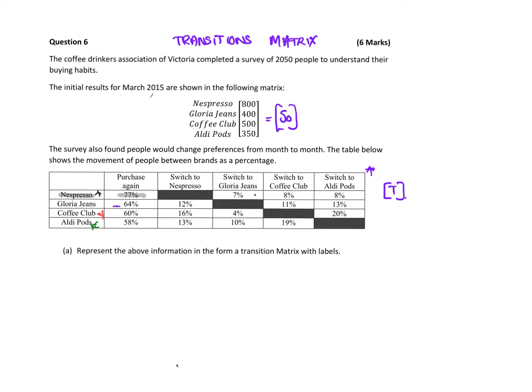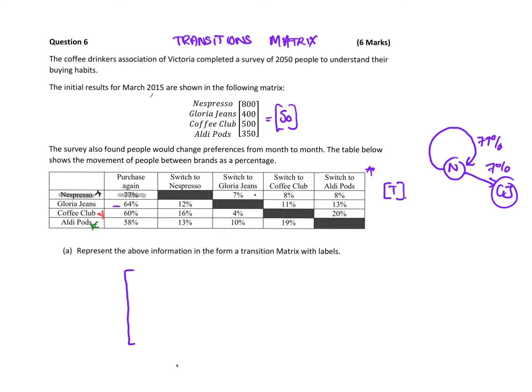They gave you it in table form. Sometimes we're used to seeing, say we had Nespresso, that they do it like this, where they say 77% go back to Nespresso, and when it goes to, say, Gloria Jeans, if you go to Gloria Jeans, it's 7%. So 7% of Nespresso went to Gloria Jeans. We're used to seeing it in a diagram like that, but we've got it in a table form.